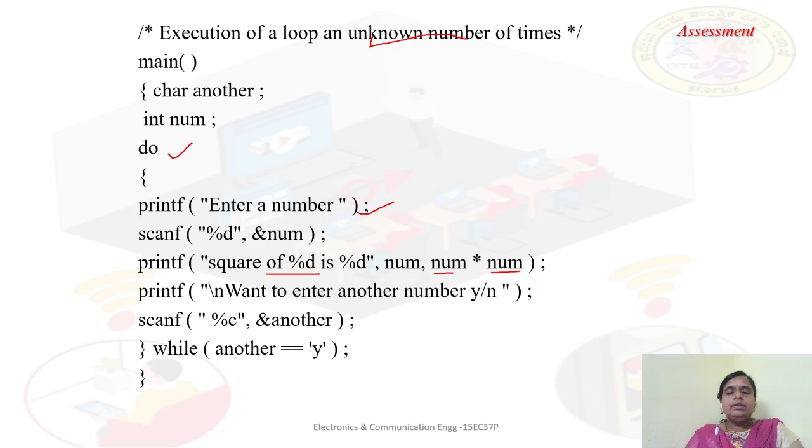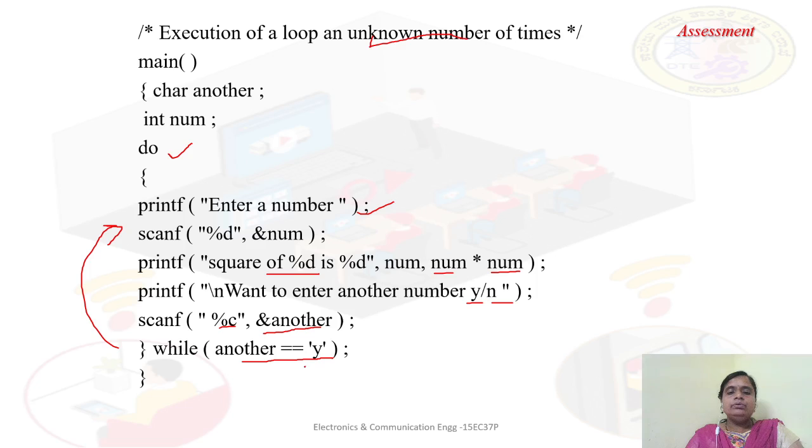Now it is going to print the square. Next, it is asking whether you want to find the square of one more number, that is, the next number. Now the user will say either yes or no, and it is going to consider that value. So if it is yes, that is, if the value entered is equal to 'y', then it is going to enter the loop again.